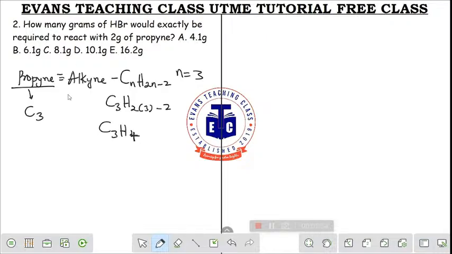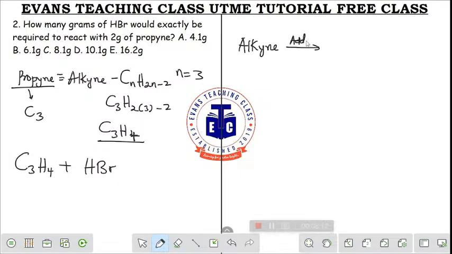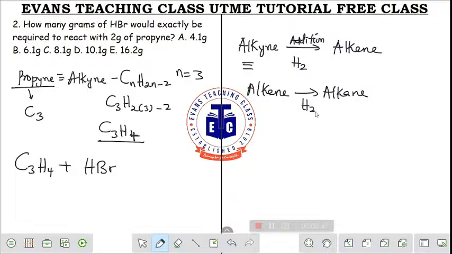Now this question is actually tricky because you just wonder what are they trying to tell us. What they are trying to tell us in this reaction is how much HBr will you use? You know that alkynes exhibit a reaction called addition reaction, right? They have triple bonds. For you to convert an alkyne to an alkene, you need 1 molecule of hydrogen. For you to convert an alkene to an alkane, you need another 1 molecule of hydrogen.